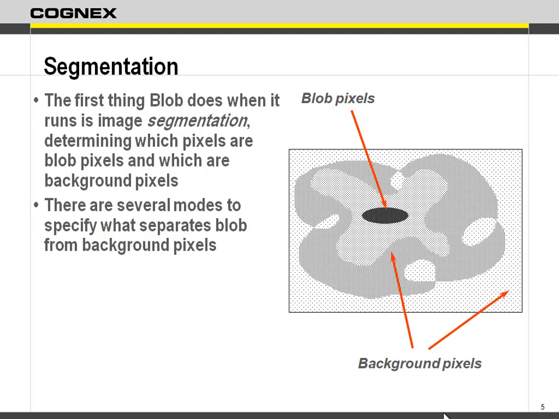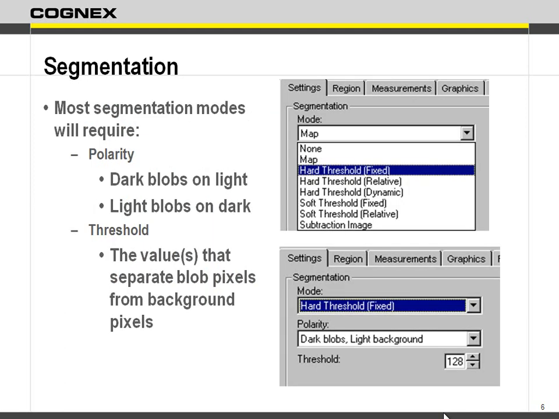So we've got to segment the blob. We have to decide what is the actual blob versus what is the actual background. So there's a couple of different ways that we can do it. Now, one of the things that they're going to ask us for is polarity. Are we looking for light blobs on a dark background or dark blobs on a light background? Comes in very, very important. Then we also have to think about a threshold. In this case, if we're doing a hard threshold or even a soft threshold, we'll talk about the difference between them in a moment, we need to state what is that level at which it decides, okay, this is the blob and this is the background.